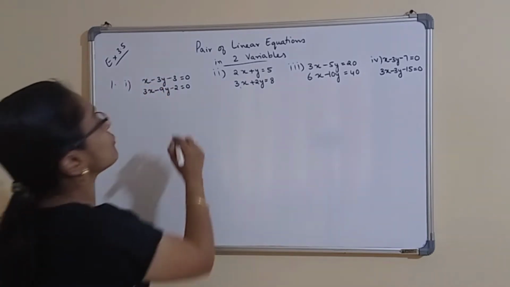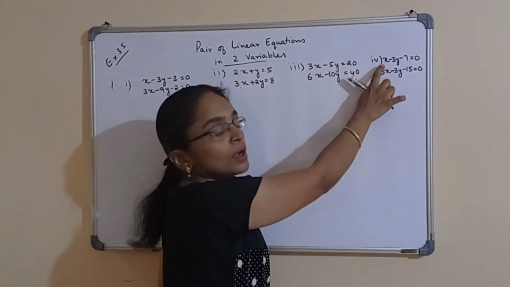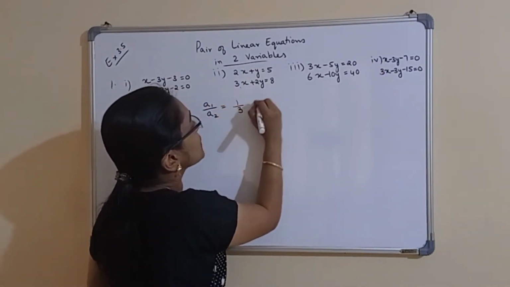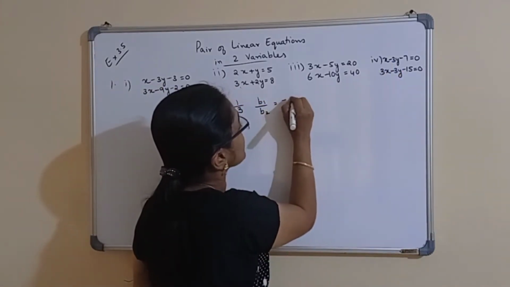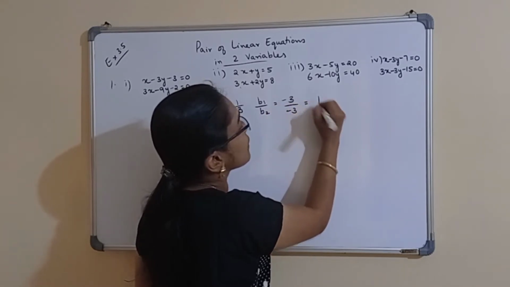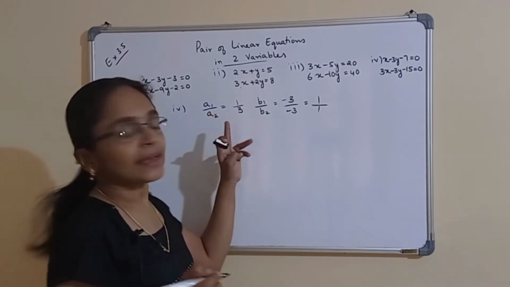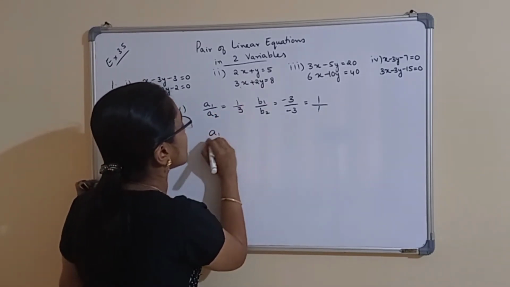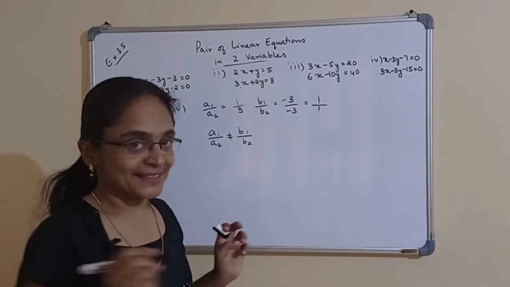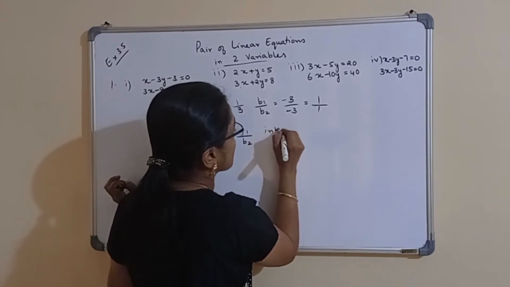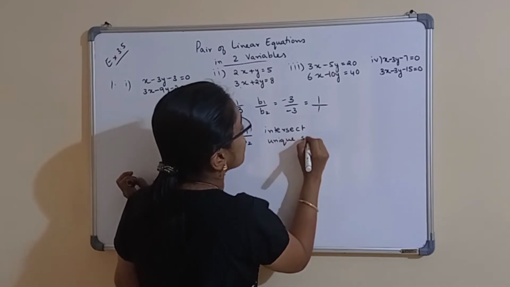Okay. Now, for this fourth one, what is a1 by a2? It is 1 by 3. And b1 by b2 is equal to minus 3 by minus 3, which is equal to 1 by 1. So, a1 by a2 is not equal to b1 by b2, which means they will intersect at a point, and so they have a unique solution. That is one solution.